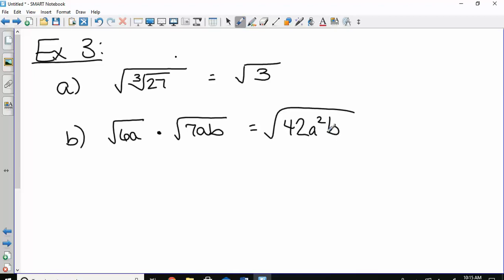Yeah, this is a square root, so we can pull out groups of 2. So if you have 2 A's, one of them can come out. And I only have one B, so I can't simplify that. So it's just A times the square root of 42B. So if they're multiplied, just multiply things underneath together.